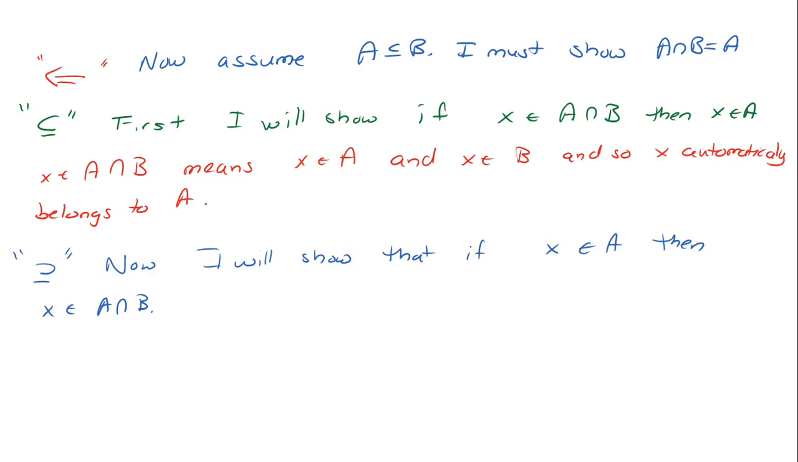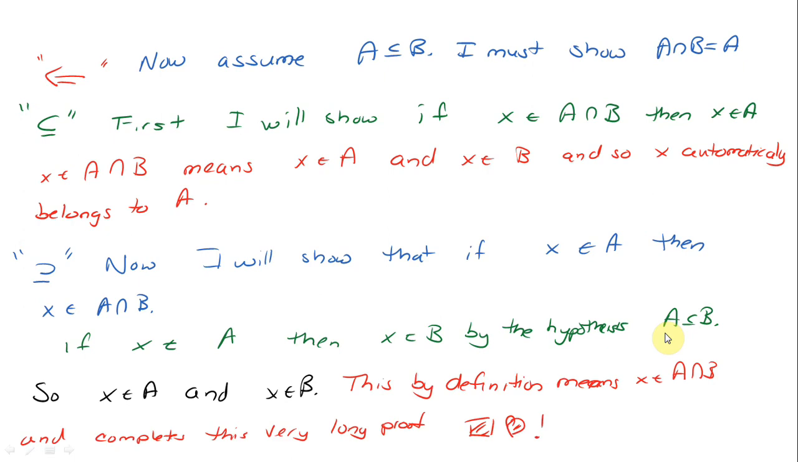The other direction. Now we'll show that if X belongs to A, then X belongs to A intersect B. If X belongs to A, then X belongs to B by the hypothesis, and I rewrote the hypothesis because I'm pretty sure by this time my reader's forgotten all about it. So X belongs to A and B. By definition, that means X belongs to A intersect B, and completes this very long proof. So I put some more symbols here because I thought it was a longer proof.